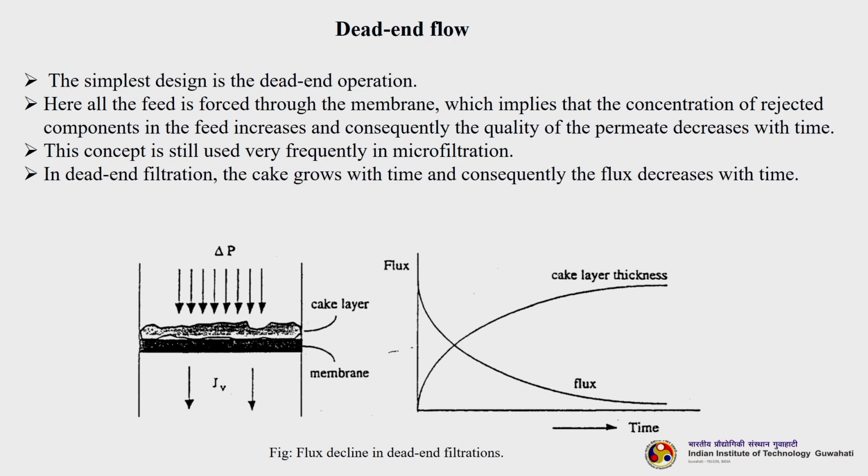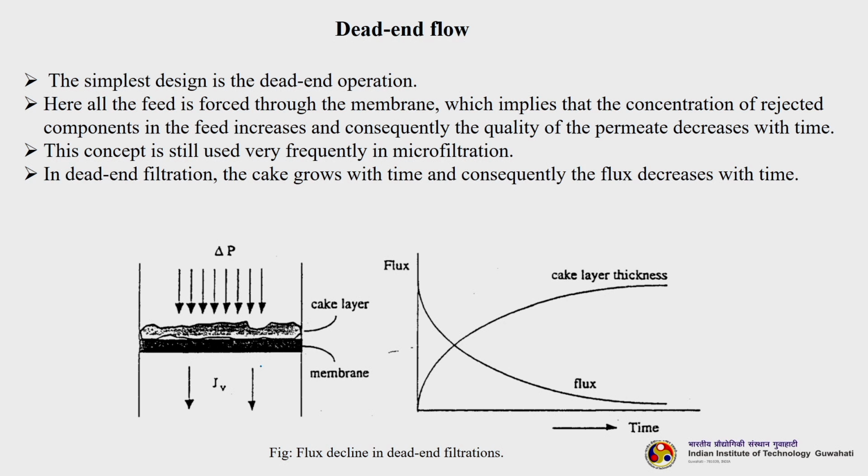The simplest is the dead end flow operation. Here the feed is forced to the membrane, which implies that the concentration of rejected components in the feed is enhanced as time progresses, and consequently the quality of the permeate decreases with time. So, it is usually batch type, and you can see how the flow is occurring here.